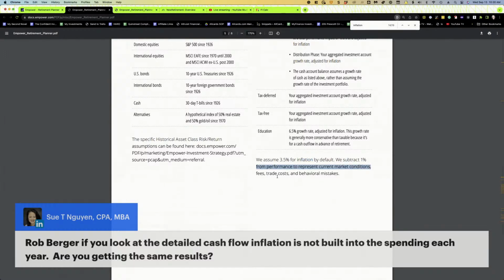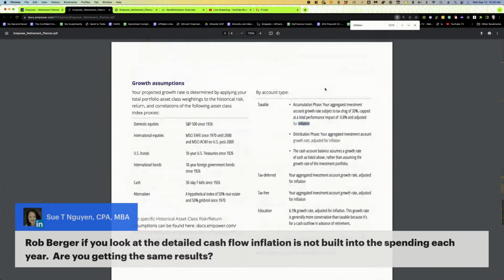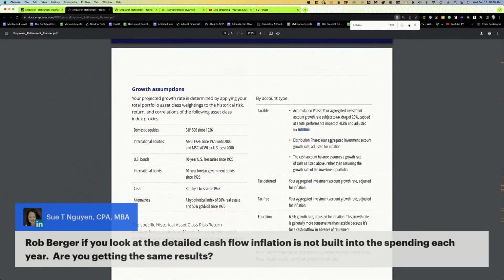That's interesting. I hadn't actually focused on that before. And I guess what they mean by that is that stocks are based on historical norms high, but also fees, trade costs, and behavioral mistakes. That's interesting. I'm just doing this quickly. You guys can go through this in more detail. These are just growth assumptions. Yeah, I don't see inflation specifically applied to expenses.